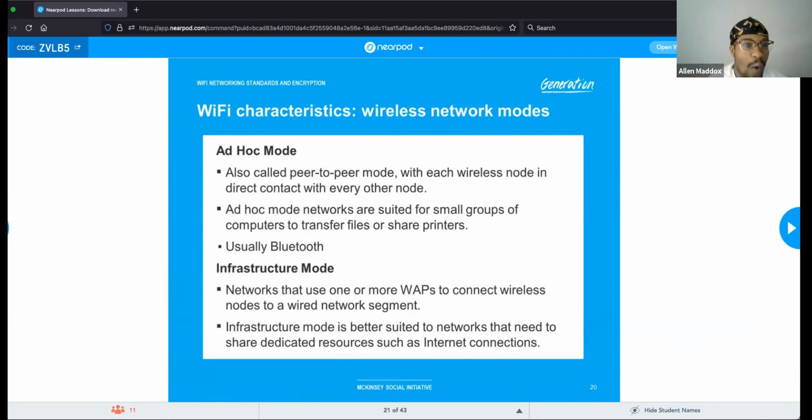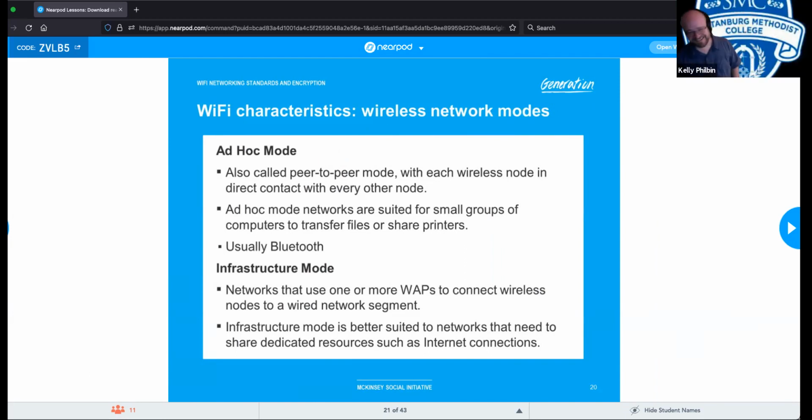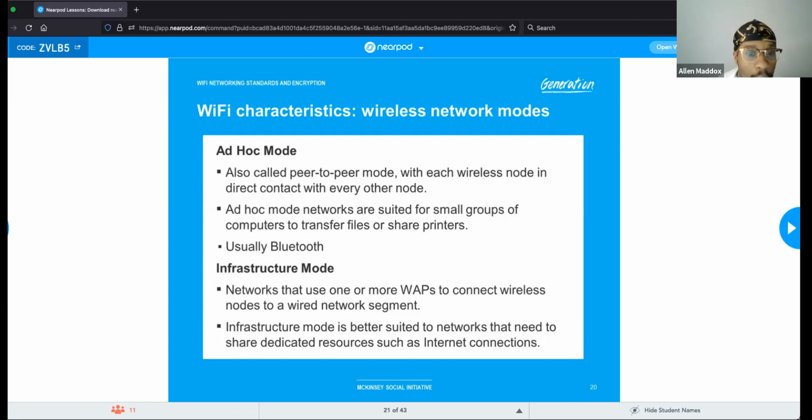I apologize. Wi-Fi characteristics, wireless network modes. Ad hoc mode, also called peer-to-peer mode, with each wireless node in direct contact with every other node. Ad hoc mode networks are suited for small groups of computers to transfer files or share printers, usually Bluetooth. Infrastructure mode, networks that use one or more WAPs to connect wireless nodes to a wired network segment. Infrastructure mode is better suited to networks that need to share dedicated resources such as internet connections.